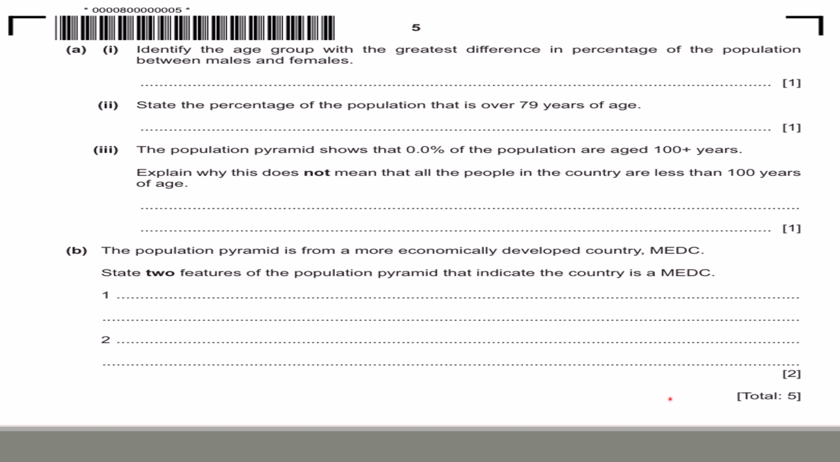Here are 2 classic features you could list: narrow base and wide top. Think middle. A narrow base, a narrow bottom, indicates a low birth rate. Families in MEDCs are often smaller due to high cost of living and career focus, and a wide top indicates high life expectancies and an aging population. This shows the country has advanced healthcare and good nutrition. You can answer like this.